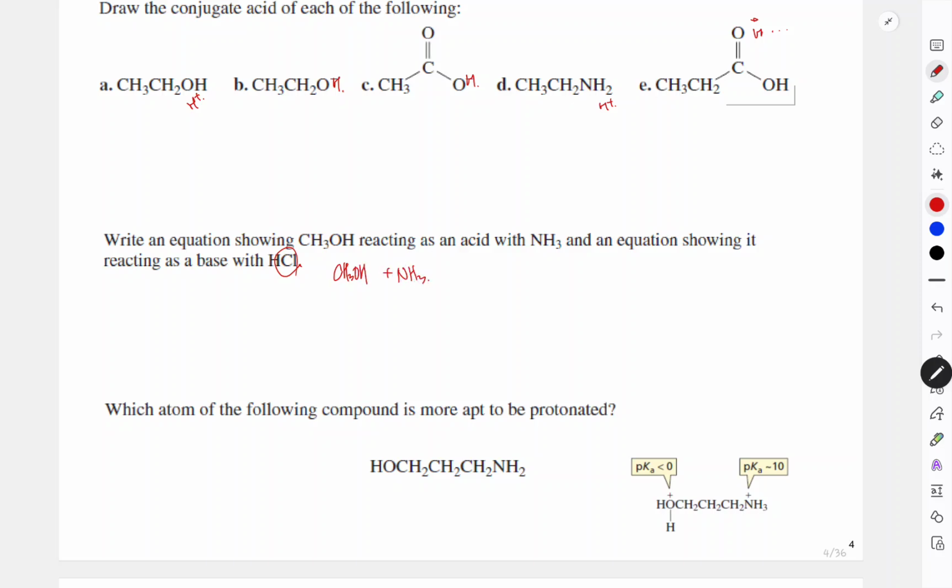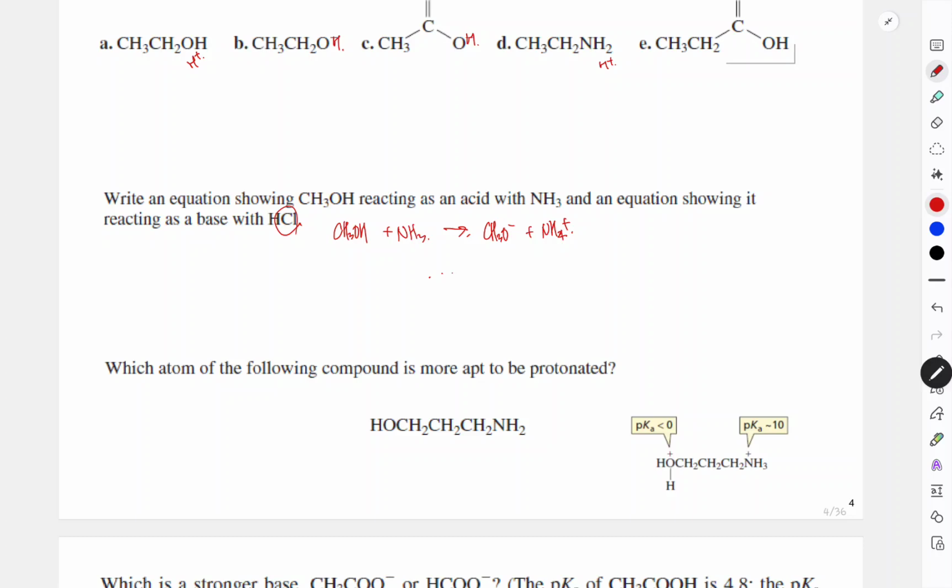Which atom of the following compound is more apt to be protonated, right? So the question is asking you which site is more basic, in other words. More willing to accept the proton, more apt to be protonated. That's all the same expression. And you have alcohol and amine. You should choose between these two. And by intuition, you know amine is more basic, right?